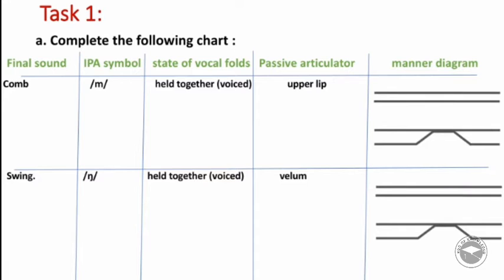In the word come, the final sound is M. The vocal folds are held together, so the sound is voiced, and the passive articulator is the upper lip. The word swing, the final sound is N. The vocal cords are held together, and the velum is the passive articulator. M and N both are nasal, so we have the same diagram.